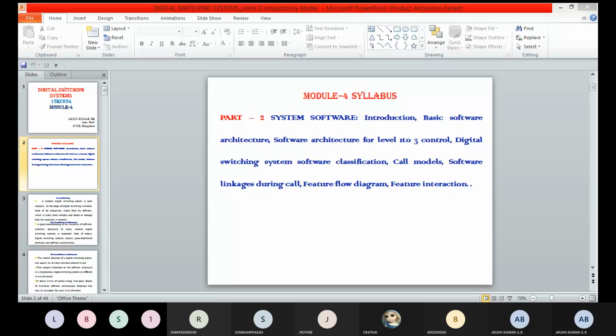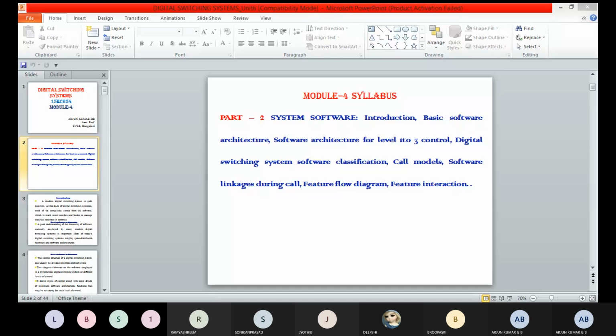First, we should understand the software architecture of a typical or standard switching system. Then we also study the classification of various types of software, and describe the call models. We also discuss the software linkages that are required during the basic call. What types of software are used for basic call features?